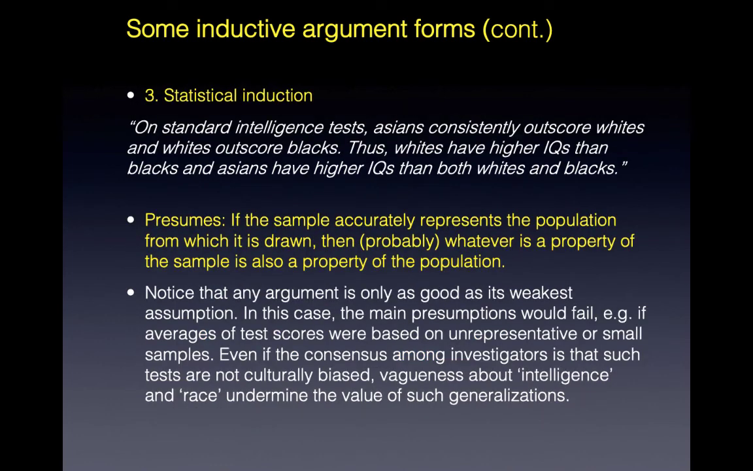Next is statistical induction, and I'm starting to say something about scientific reasoning here. On standard intelligence tests, Asians consistently outscore whites and whites outscore blacks. Thus, whites have higher IQs than blacks and Asians have higher IQs than both whites and blacks. This is an argument that has been made for the past 30 years or so in the psychological literature.